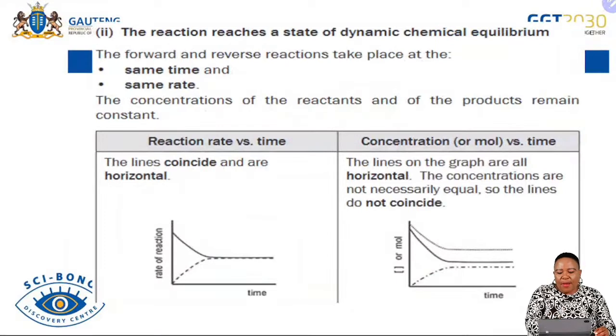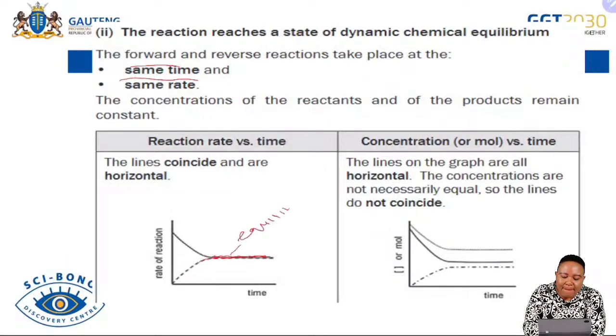Now, what will happen is that after some time, the forward reaction will take place at the same time as the reverse reaction. So here you can see the two lines meet, they coincide. It means here we have reached what? Equilibrium. So the rate of forward reaction and the rate of reverse reaction at equilibrium is equal. So that is why when you look at the rate graph, you can see that they form one line where they meet to show that they've reached equilibrium.